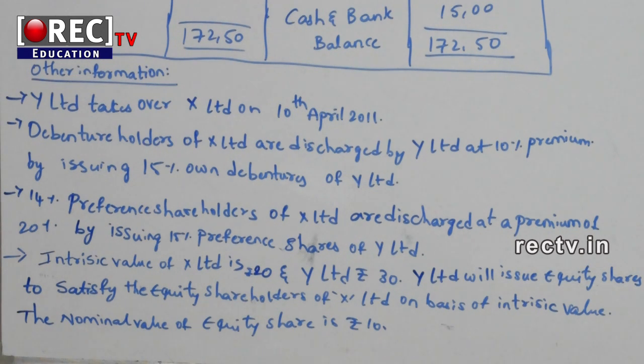Another last important point to calculate the purchase consideration is the intrinsic value of X Limited, that is, the market value of X Limited is 20. The present market value of X Limited, if they sold the shares in the market, is 20, and of Y Limited is 30. Now Y Limited will issue equity shares to satisfy the equity shareholders of X Limited on the basis of intrinsic value, and they will issue these equity shares at a value of rupees 10, which is also the nominal value of the equity share.